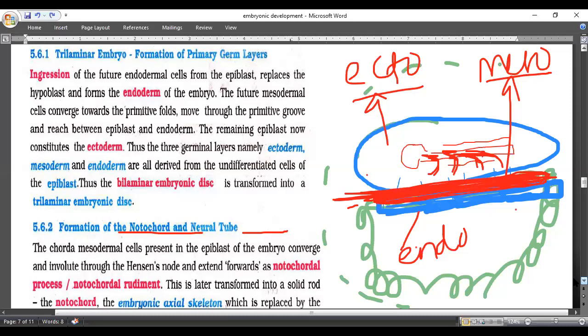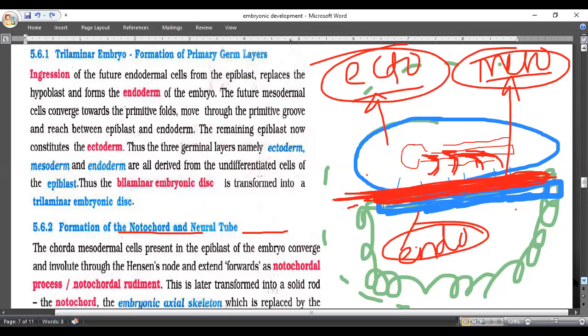The remaining epiblast now constitutes ectoderm. Thus, the three germinal layers, namely ectoderm, mesoderm, endoderm, are formed. Ectoderm, endoderm, and mesoderm are all derived from undifferentiated cells of the epiblast. That is to be noticed. The total responsibility belongs to the epiblast. That only is going to form the future baby. The future baby is going to be formed from here only.